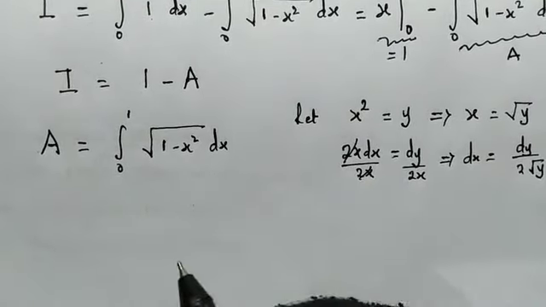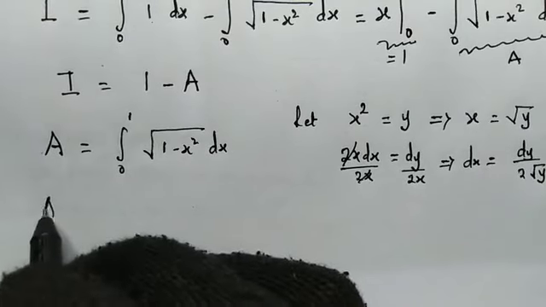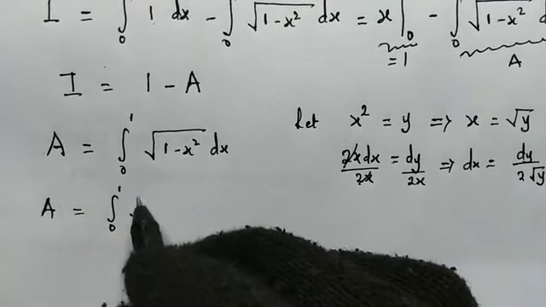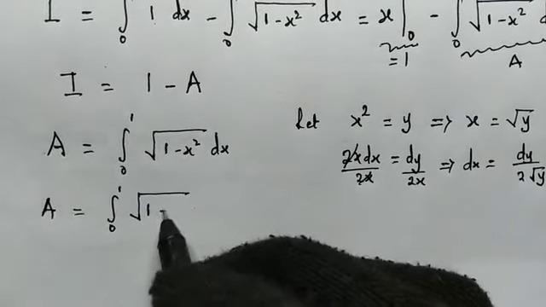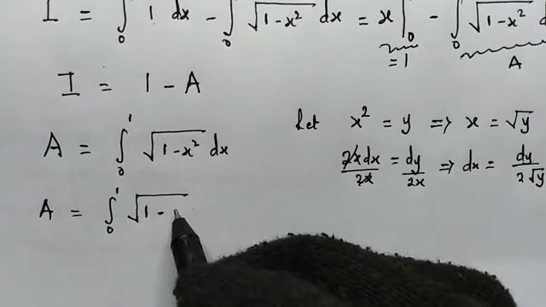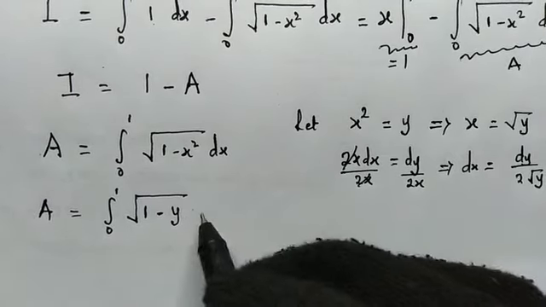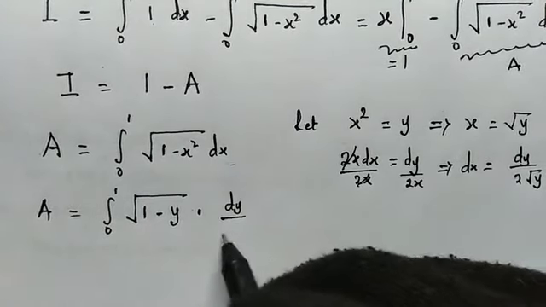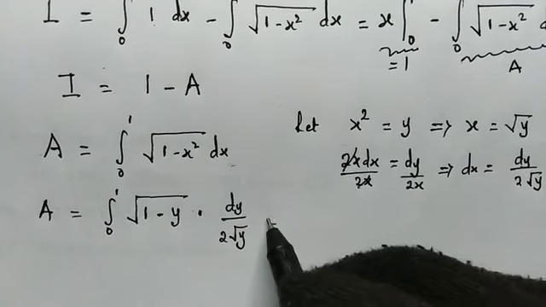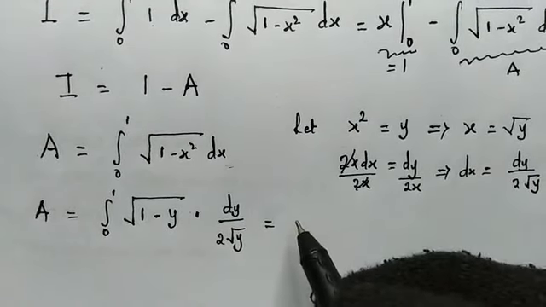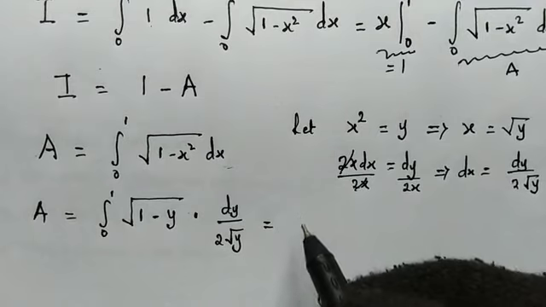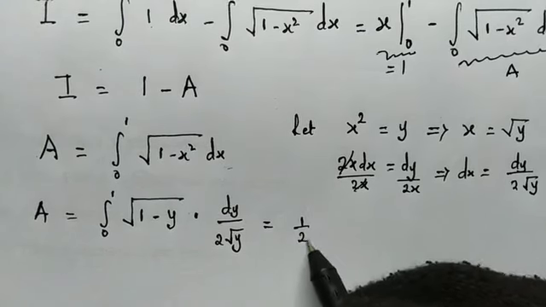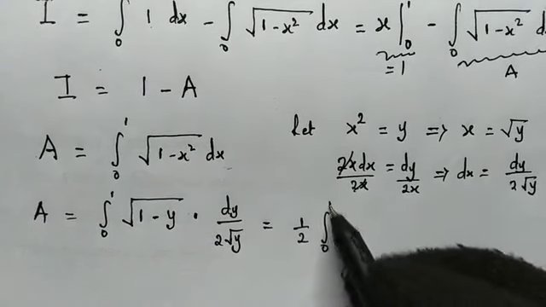So from here, a is equal to the integral from 0 to 1. So this will become square root of 1 minus x squared is y, right? So this is y times the dx, which is y over 2 root y. So now we can change the variable, and that will not affect the question. So let's pull out the 1 over 2. So we have 1 over 2 times the integral from 0 to 1.